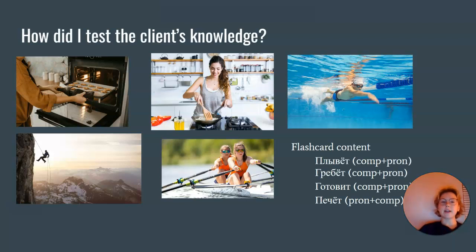So how did I test my client's knowledge? These are the materials that I was talking about earlier. We have 5 action verbs, and 4 of them are written here on the side. So 4 of these match up to the visual representation, and one of the visual representations doesn't have a match. And then I had my client pronounce the 4 verbs that are listed on the bottom here.